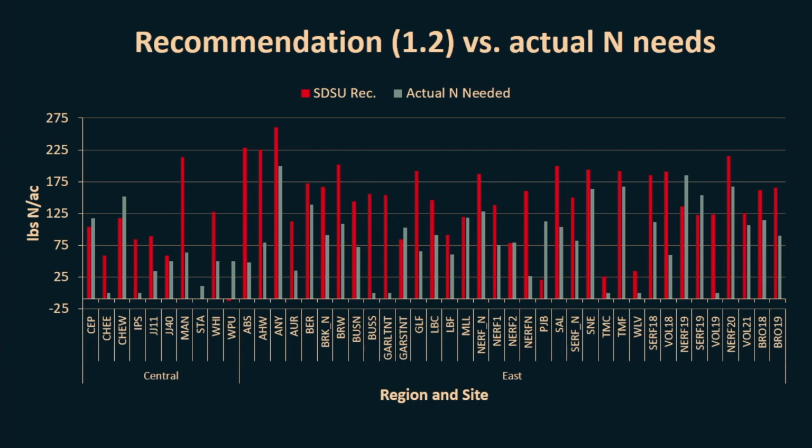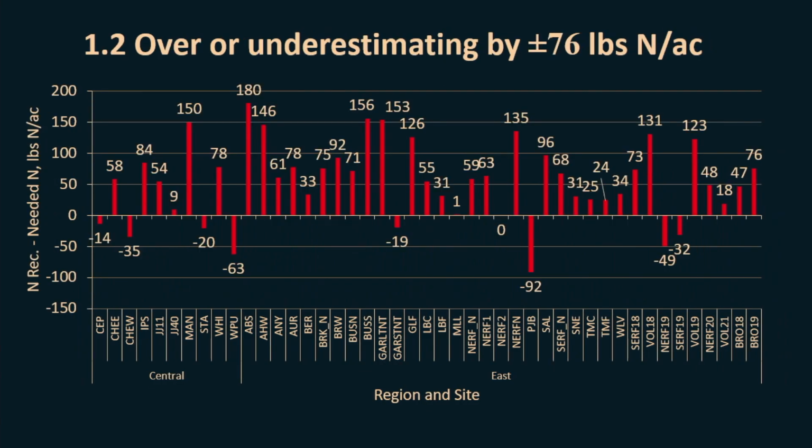Again, soil testing is not a perfect world. We're working with a biological system under the influence of a climate. Okay? Totally awesome. So 1.2 is overestimating by an average of 76 pounds of N per acre.